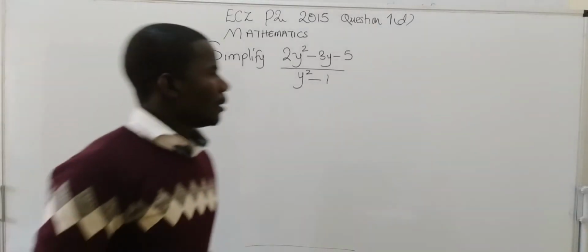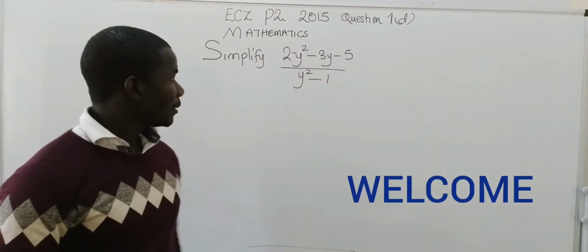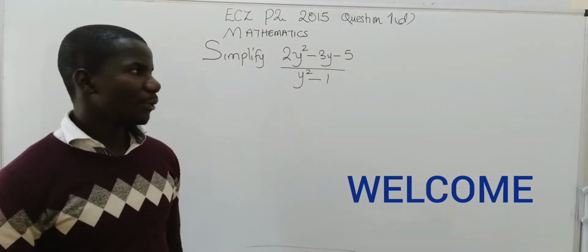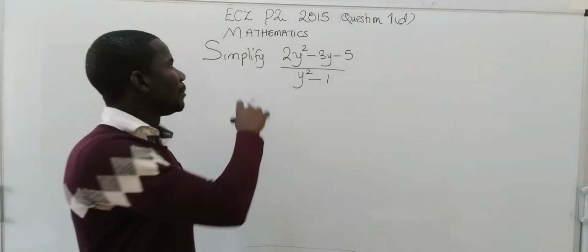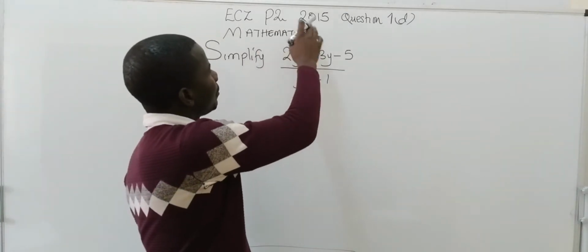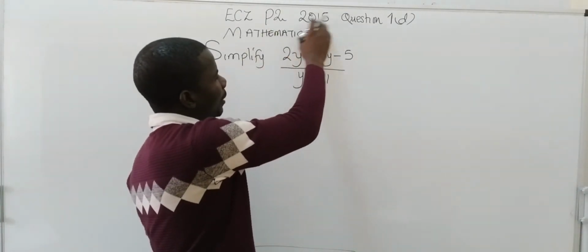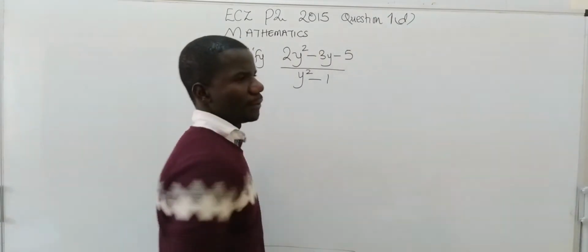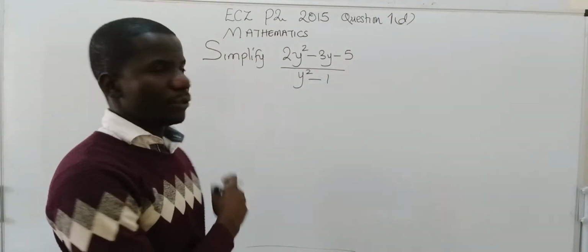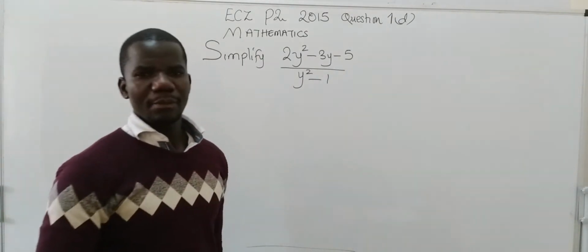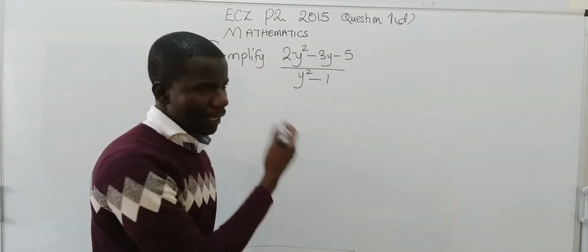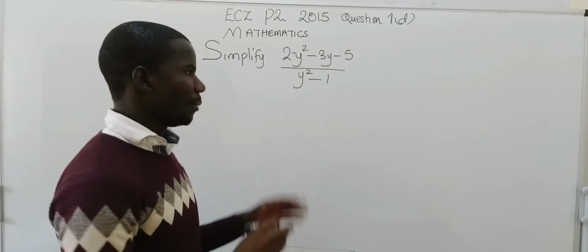Hello, welcome viewers to this presentation where we are looking at a question that was in Mathematics Paper 2 ECZ exams 2015, question number 1D. The question was drawn from algebra and we were supposed to simplify. How do we simplify this question? That is what I want to help us do.